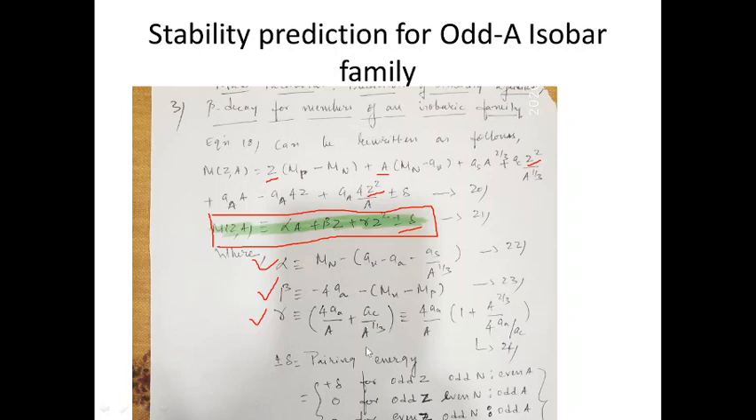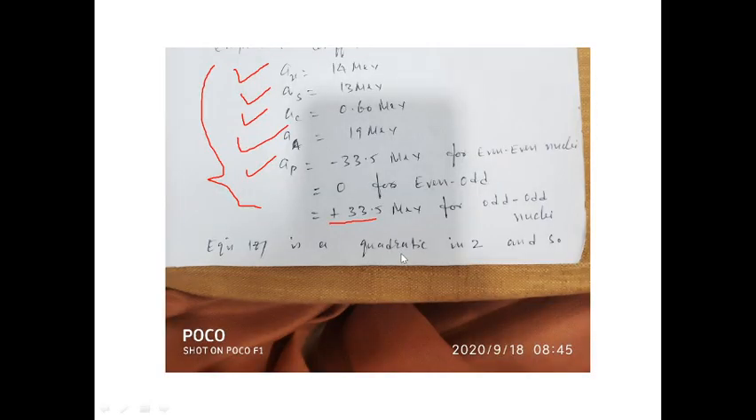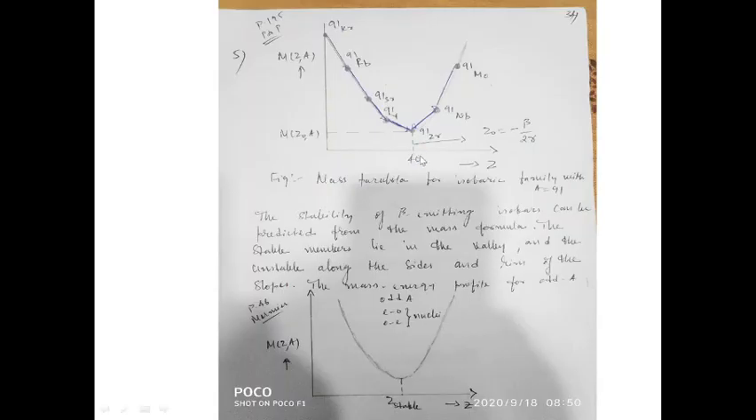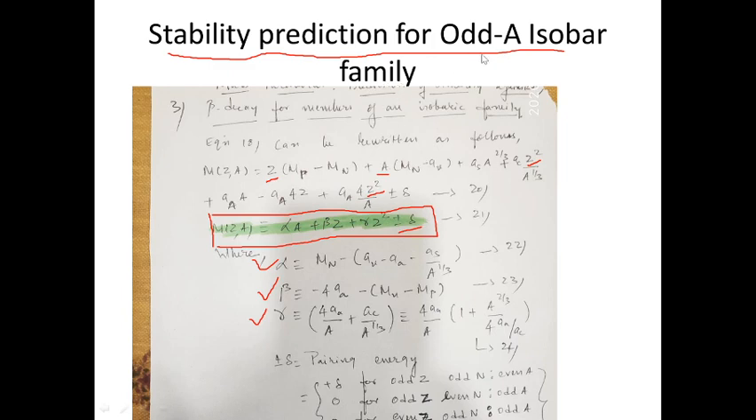Okay, we will talk about that term now. Now we are trying to discuss the stability prediction for odd A. Remember, for odd A, delta is going to be 0. Please remember this value here. You can see that for odd A, delta is 0. So this term is 0. So we are talking about those families, odd A isobar families. We are trying to predict the stability.